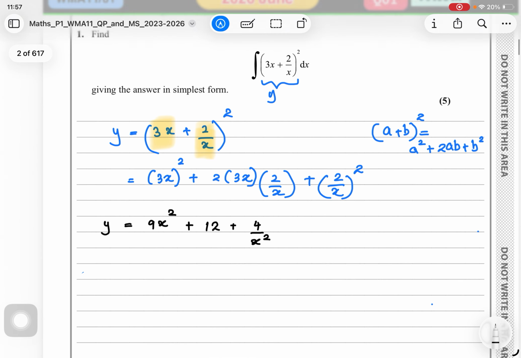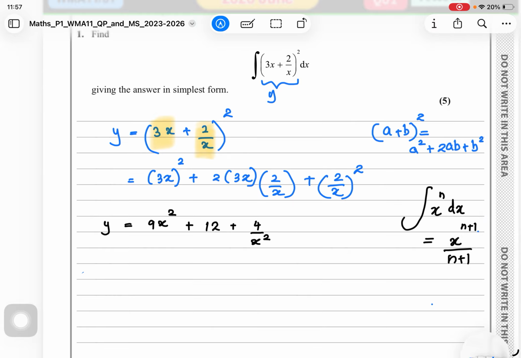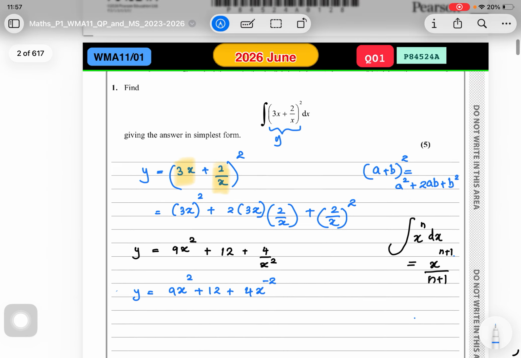Since the main method we have for integration is the integral of x to the power n dx gives x to the power n plus 1 divided by n plus 1, it's preferable to have every x in power form. So let me take this power up to the top. My y will be 9x squared plus 12 plus 4x to the power negative 2. So this is my y.